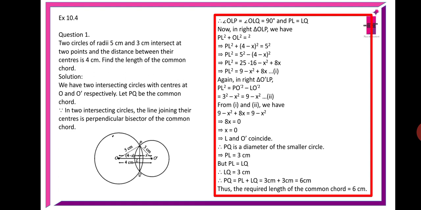Question number 1. Two circles of radii 5 centimeters and 3 centimeters intersect at 2 points and the distance between the centers is 4 centimeters. Find the length of the common chord.